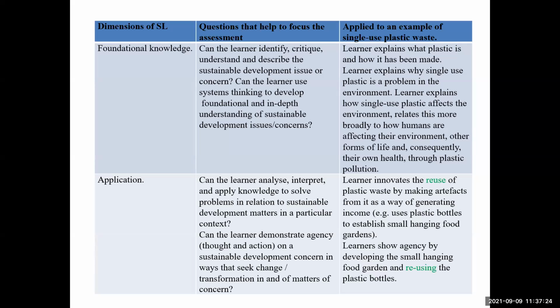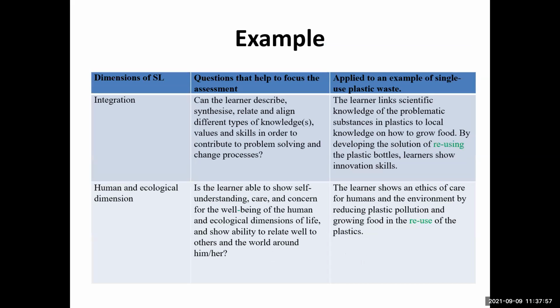And the next is the application. The learner innovates the reuse of the plastic by making artifacts and uses plastic bottles to establish small hanging food gardens and potted gardens. In addition to having those food gardens in their small homestead, the learner was also able to sell some of these flowers and some food plants. And with a little money, he went and bought seeds and was making nurseries of different types of veggies.